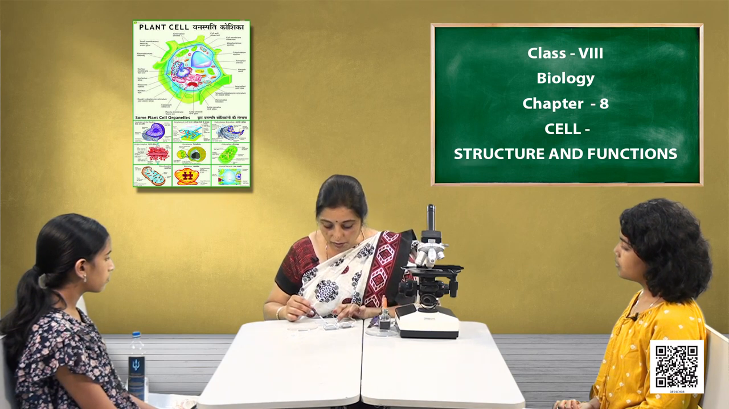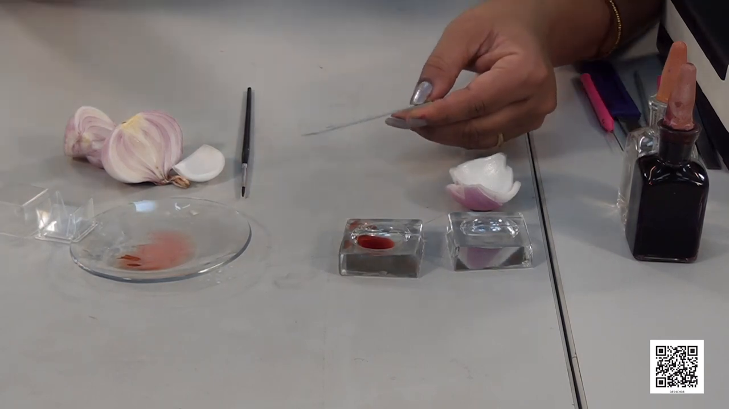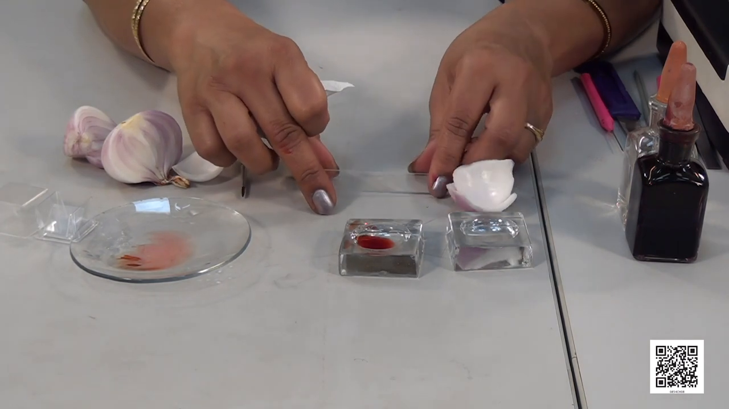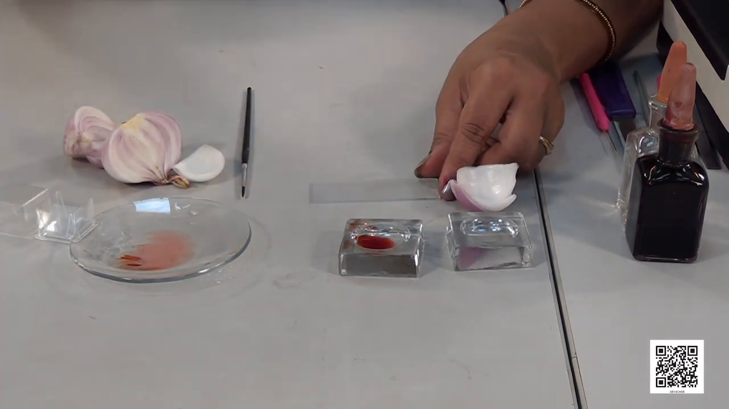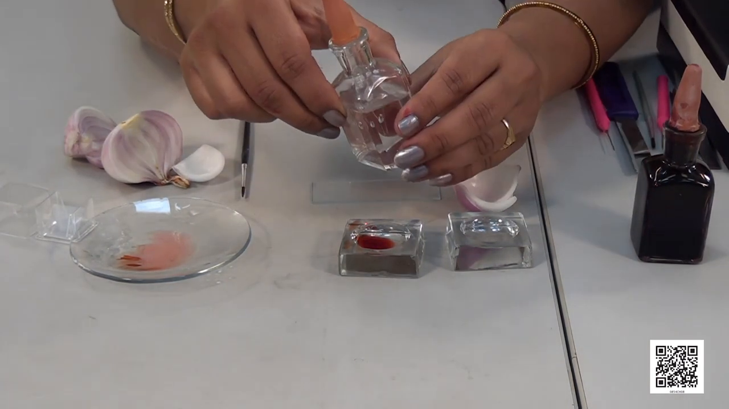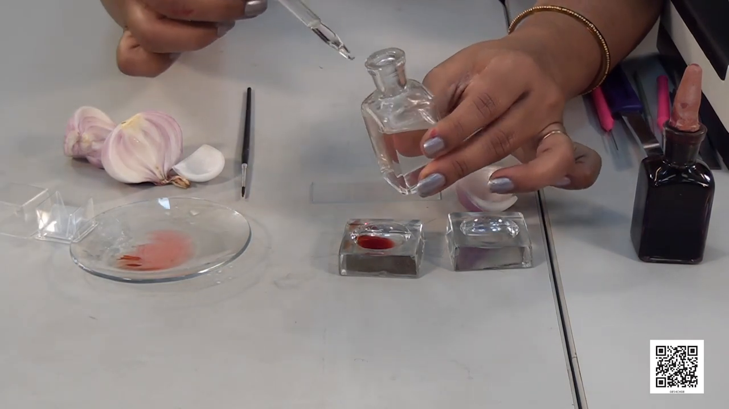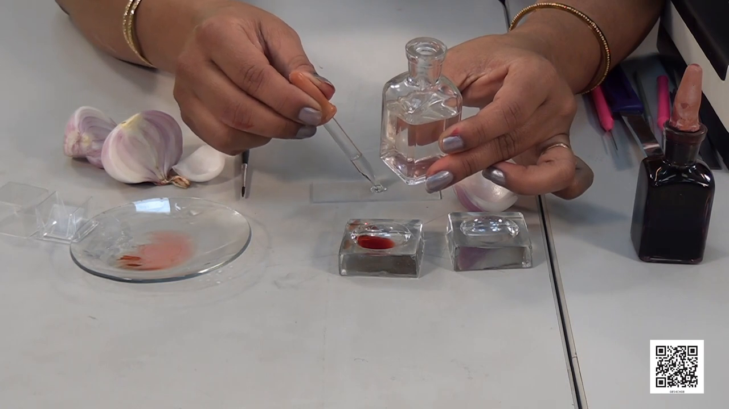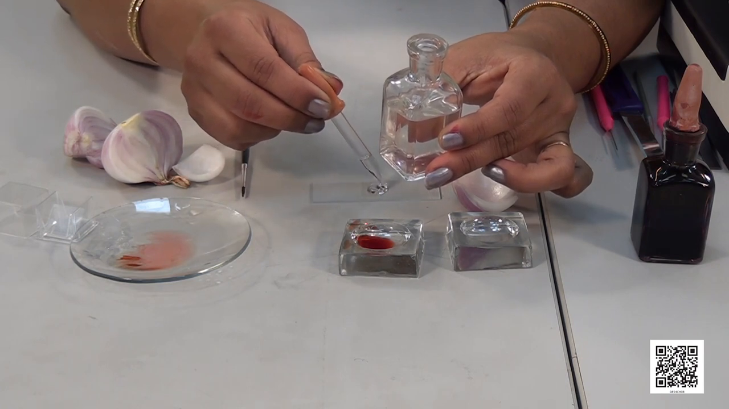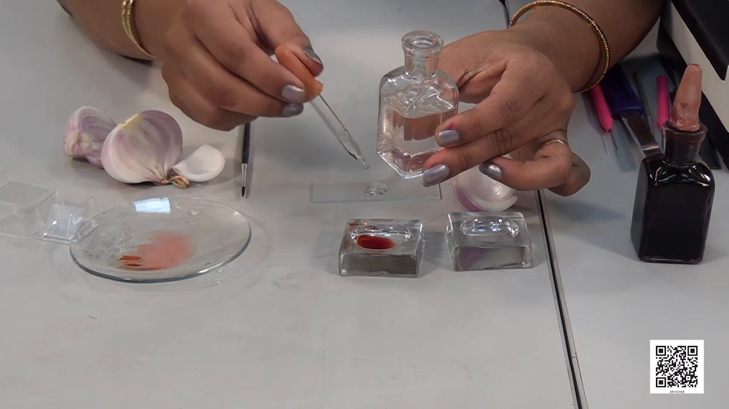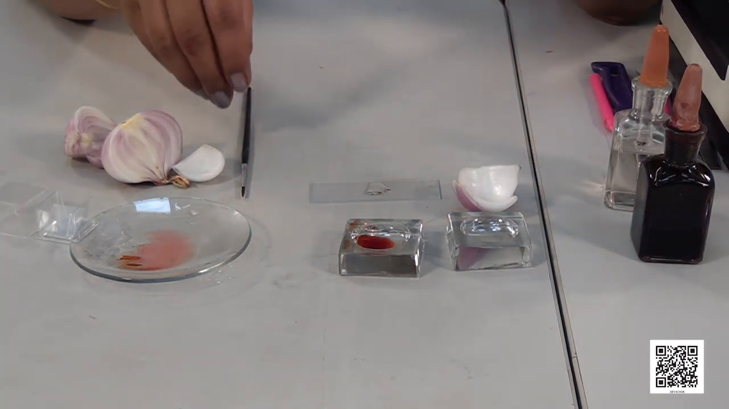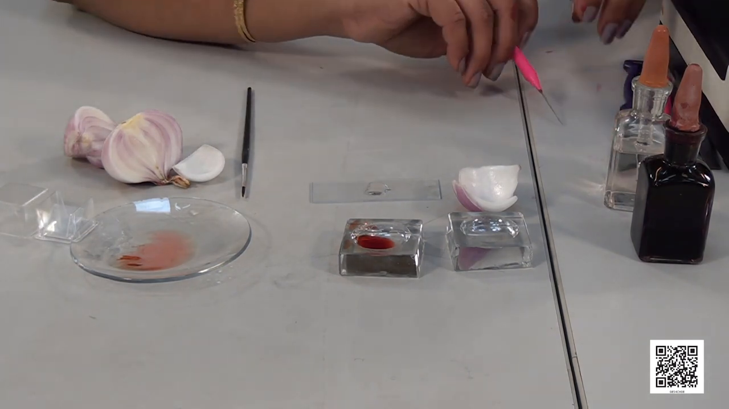Giving one more wash in water so that the excess stain is getting drained. So now I am going to finally mount this peel in a drop of glycerin. Glycerin prevents the drying up of specimen and also helps in getting a clear picture under microscopic lens.